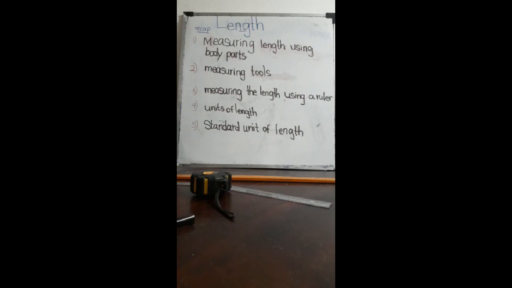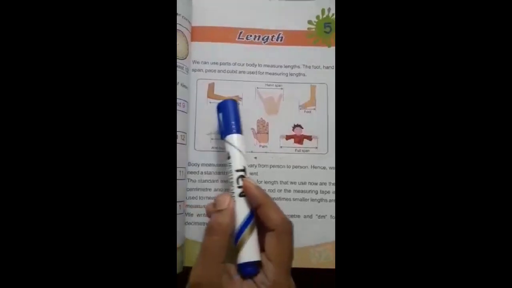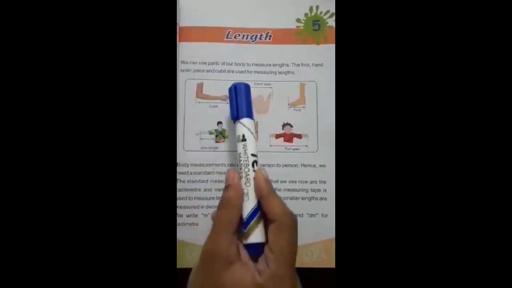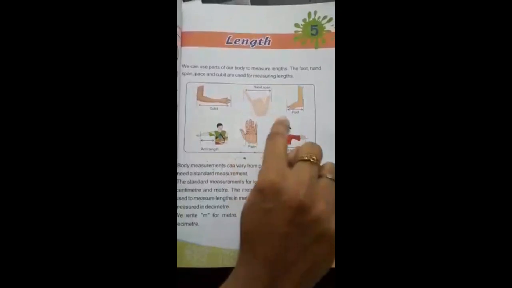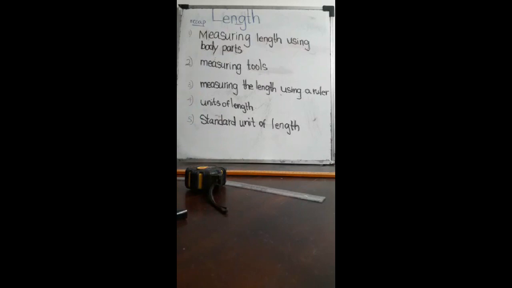Now let me show this. Let's go through the book. Okay, now can you see this? Now look at this. These are the parts of the body they used to measure the length. Right, now here: cubit, hand span, foot, arm length, palm and full span. But my dear kids, body measurements can vary from person to person. Hence, they used a standard, permanent measurement. Right? Now let's consider that.